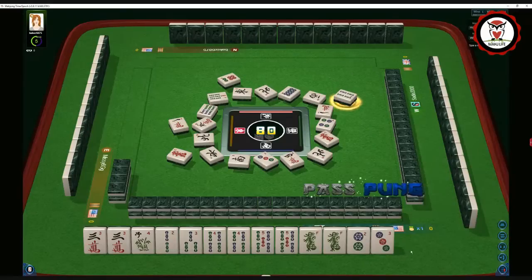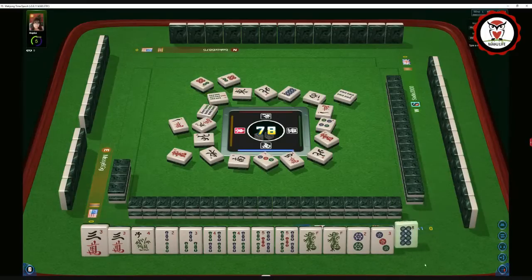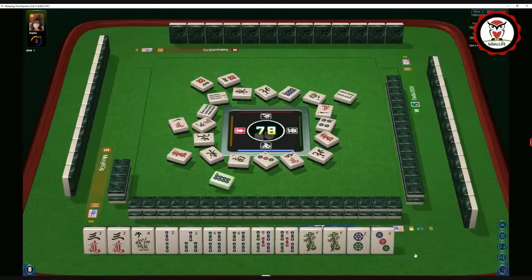If we draw a 6 bam, that would work too, because then we can do 3, 4, 5, 6, and our pairs would be in the hand. We have 2 discards before we really have to release the Kraken. And that would be this Joker bait.